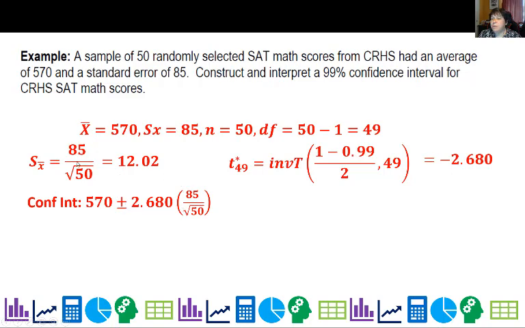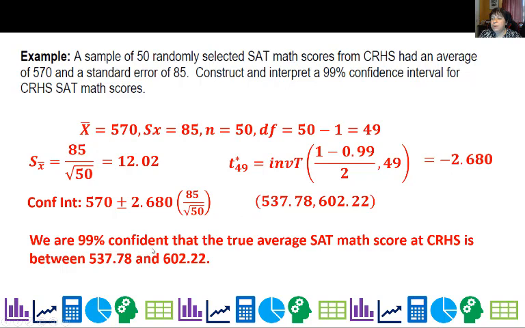And then here is my standard error. And if I go ahead and find those two numbers, there's my confidence interval. If I need to interpret it, I can say we are 99% confident that the true SAT math score at Cedar Ridge is between 537.78 and 602.22 based on this sample of 50 scores.